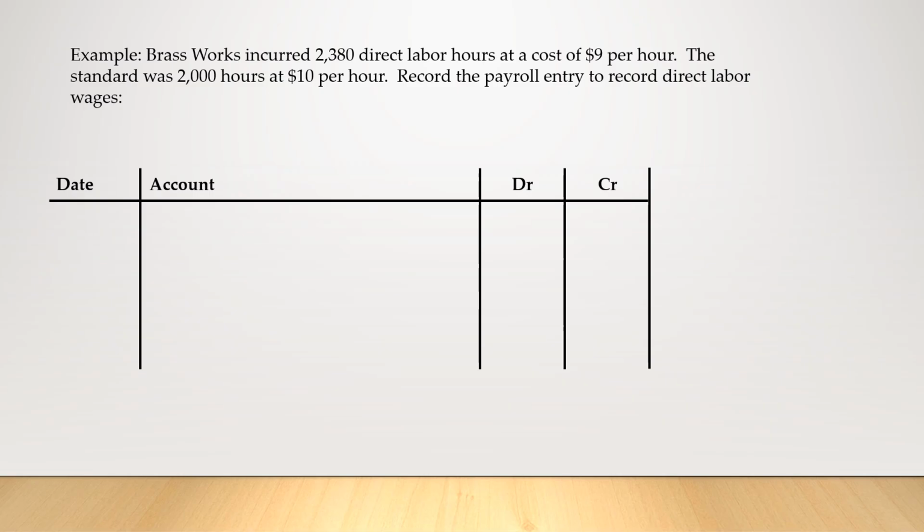On page 19, let's record the labor costs. Brassworks incurred 2,380 direct labor hours at a cost of $9 per hour. The standard was 2,000 hours at $10 per hour. Record the payroll entry to record direct labor wages.